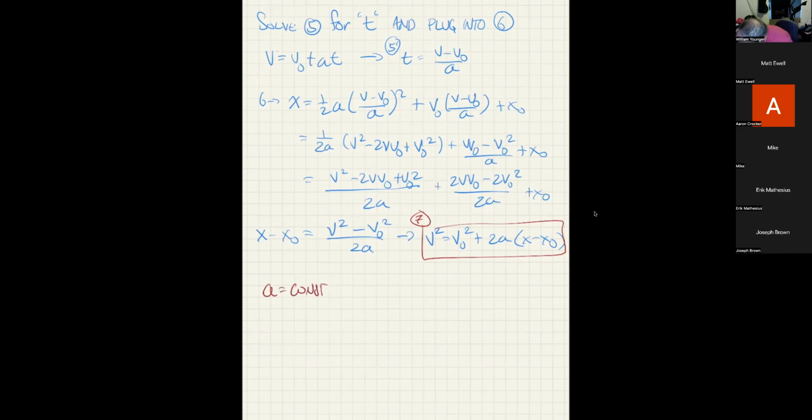And when we had A equals constant, that gave us A equals A bar equals dV/dt. And we had A is equal to (V minus V0) over T. We also had V is equal to V0 plus AT. And we had X is equal to 1/2 a t squared plus V0 times T.